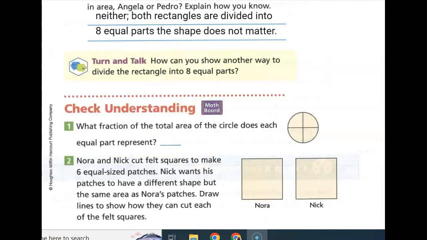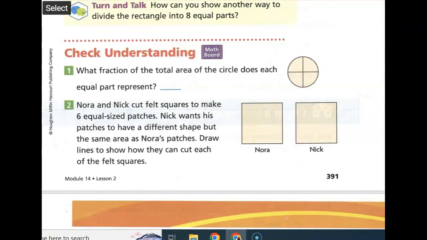Number 1 on the check your understanding. What fraction of the total area of the circle does each part represent? So if you shaded one part of this, what part would that be? 1/4. Okay. So you should write 1/4 on there. Okay?